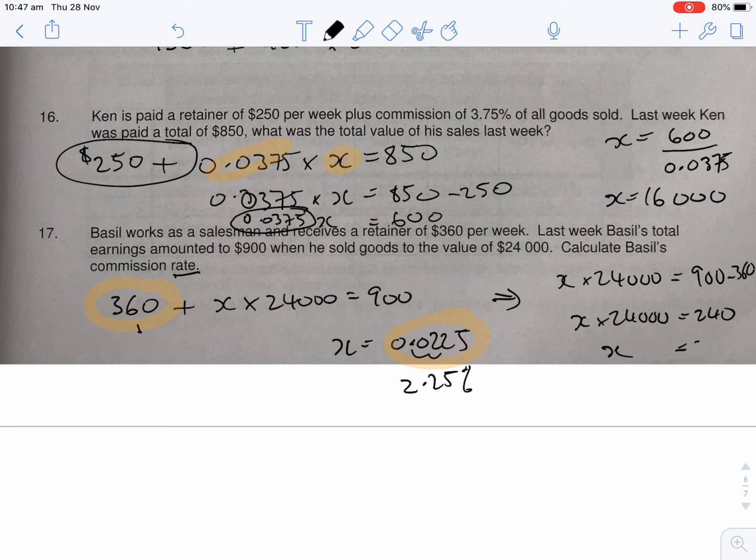And then the x itself would be equal to the 240, so the x was on the left and has stayed where it is, the 240 staying where it is on the right, and then I'd move the 24,000. I was timesing, so the opposite of timesing is dividing, so when I shift it, I would divide, and I would wind up with that same answer of 2.25%. Okay, thank you.